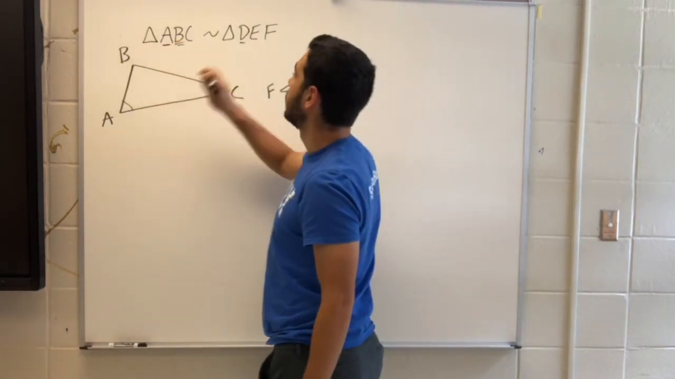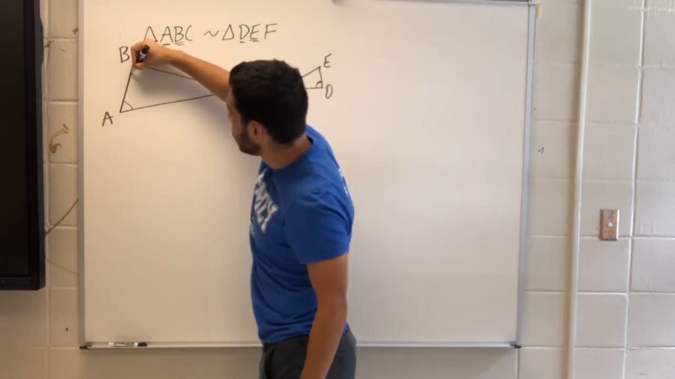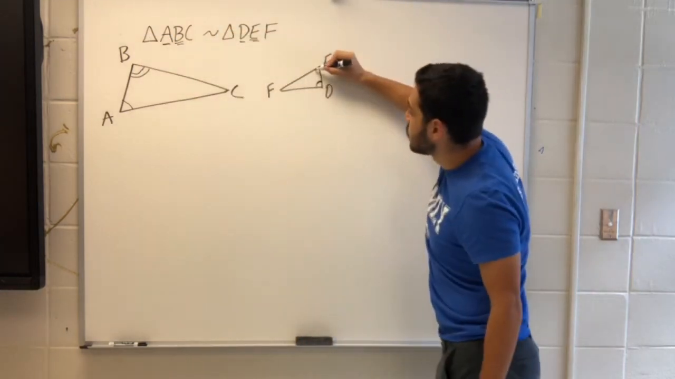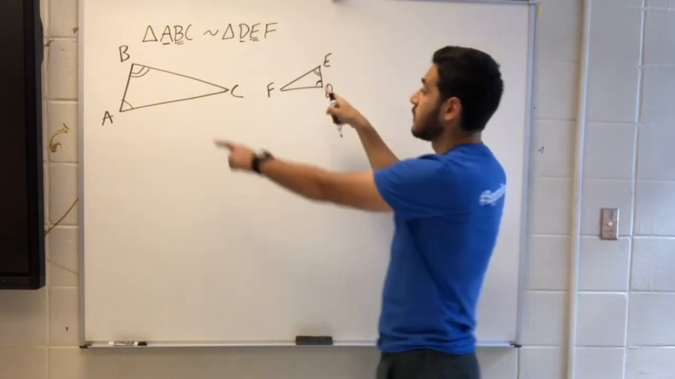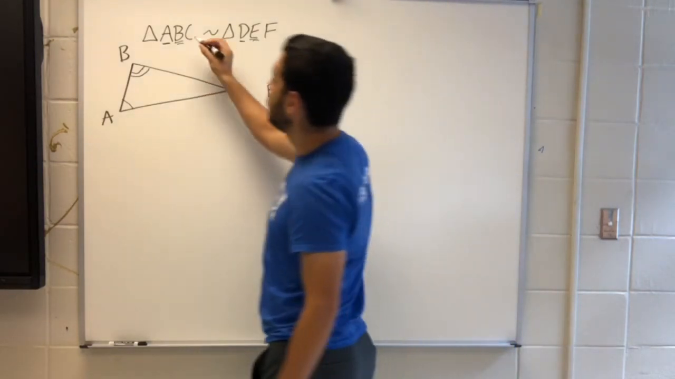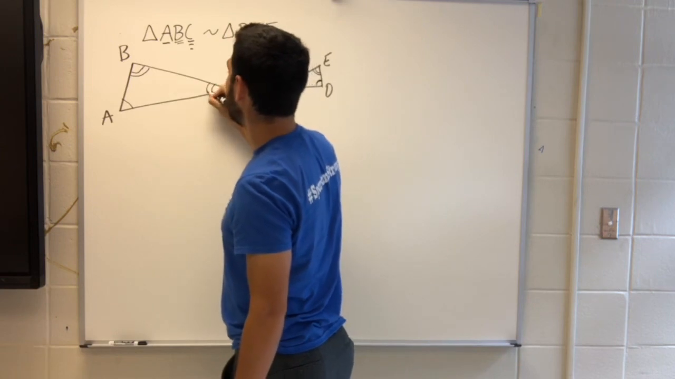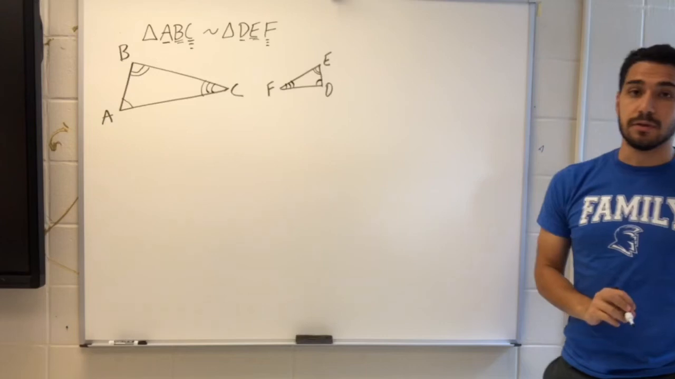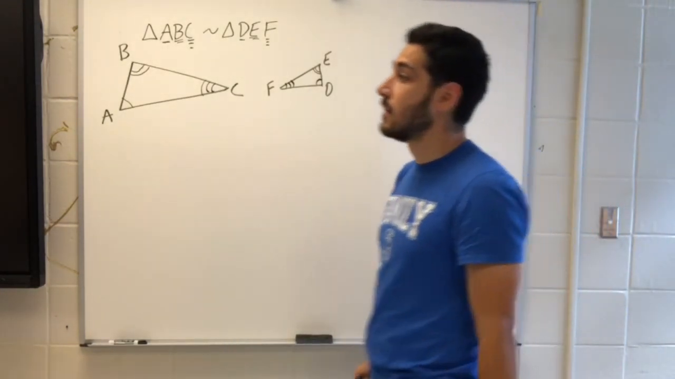Angle B is going to be congruent to angle E. So I'm going to draw this on the diagram with two arcs. That shows me that they are different from angle A and angle D, but they are congruent to each other. Then I have angle C and angle F, which I'm going to use three arcs to show that they are congruent. They are different from the other two angles, but they are congruent to each other.